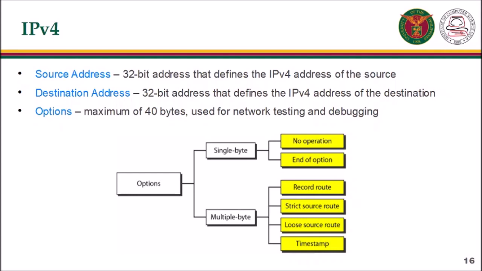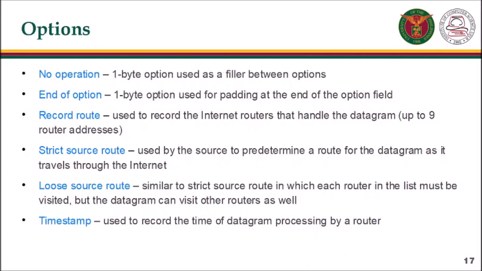A datagram header can have up to 40 bytes of options. Options can be used for network testing and debugging. Although options are not a required part of the IP header, option processing is required of the IP software. Here are some of the options. A no operation is a 1-byte option used as a filler between options. The end of option is a 1-byte option used for padding at the end of the option field.